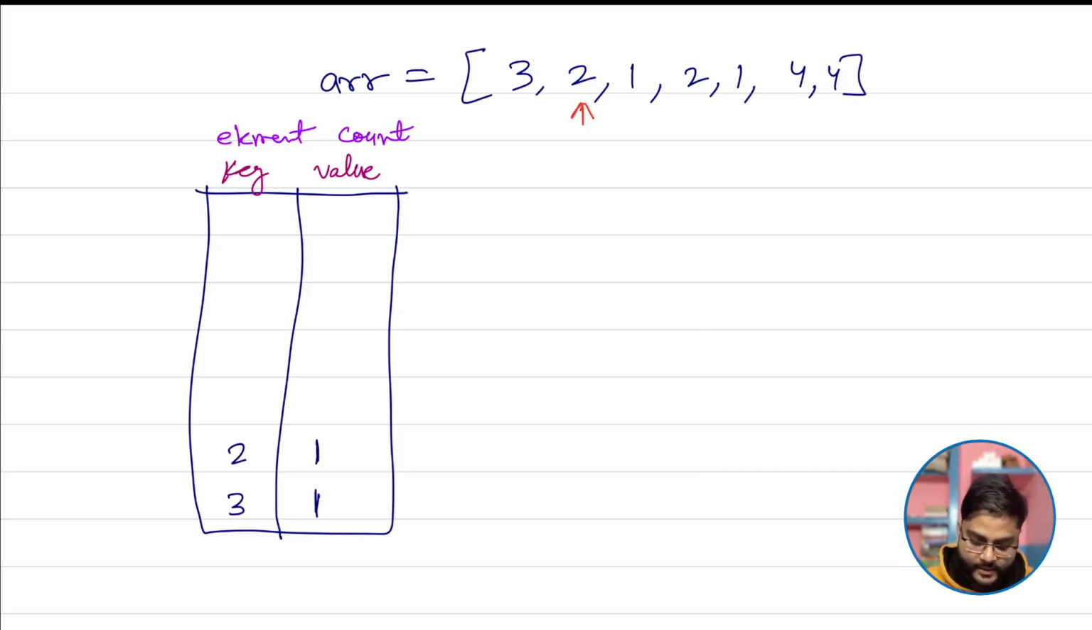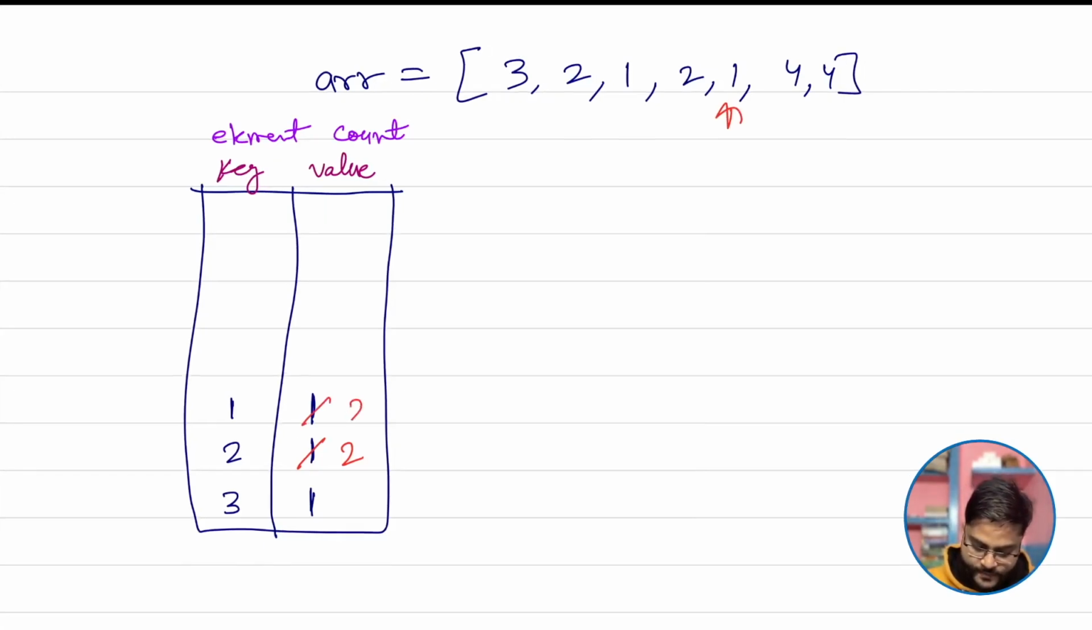Now again move forward. 1. 1 is not there in our map. So store 1 with its occurrence 1. Now move forward. 2. 2 is there in our map. So increment its count. Now move forward. 1. 1 is there in our map. So increment count. Move forward.